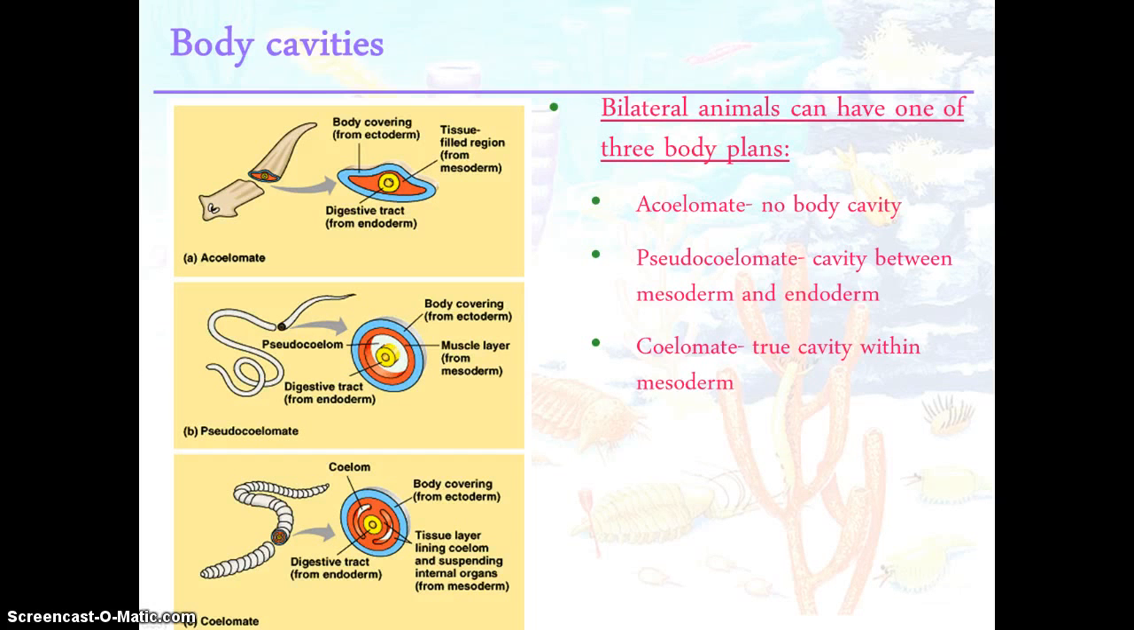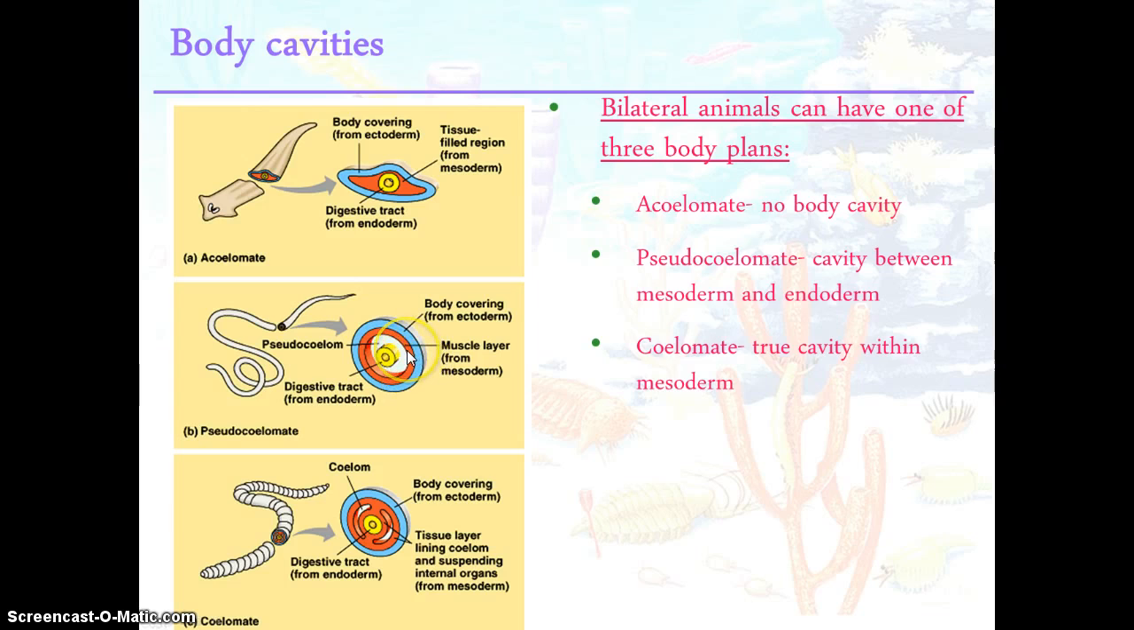Body cavities. Let's look at this. Okay, we're talking about bilateral animals and their body cavities. They can be broken down into one of these three body plans. You can have acoelomates, which don't have a body cavity. You can have pseudocoelomates, which have a body cavity between the mesoderm and endoderm, and these are layers during cell division.